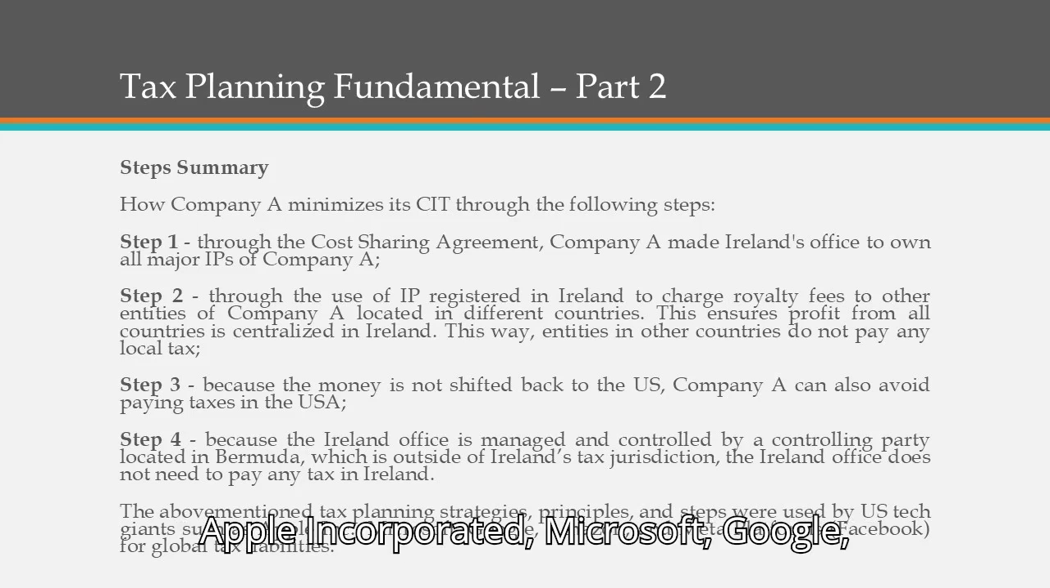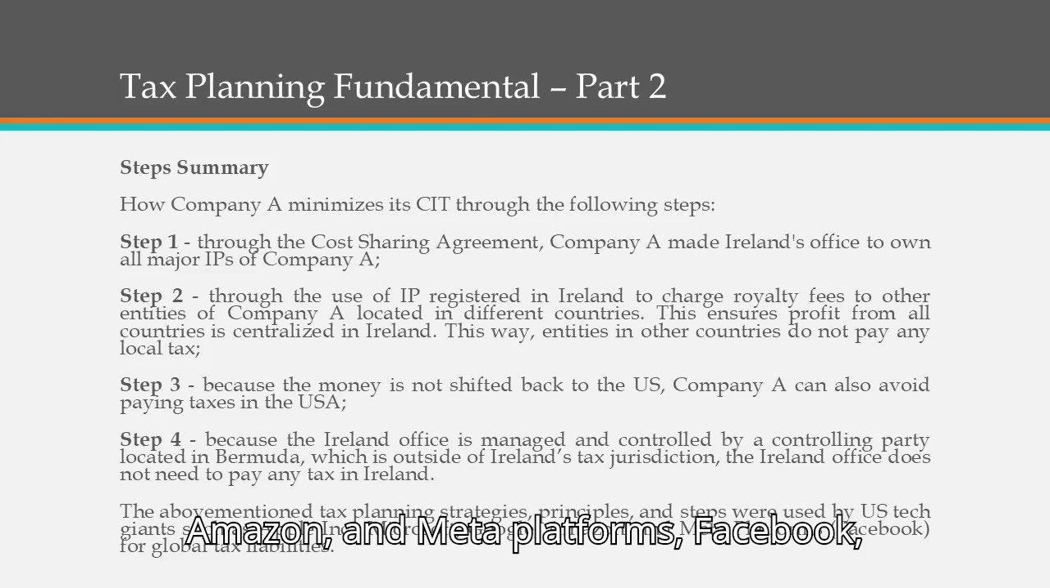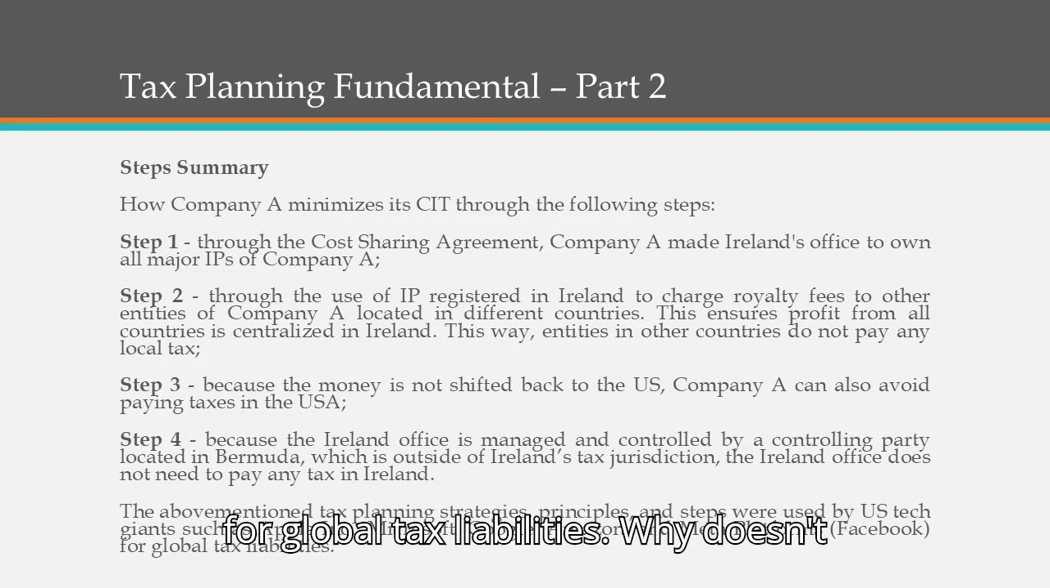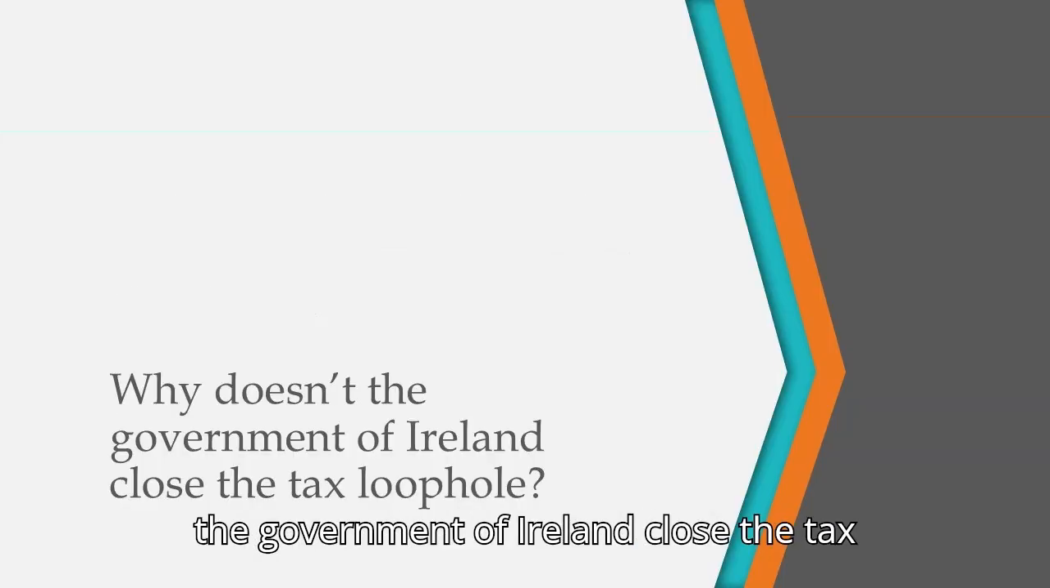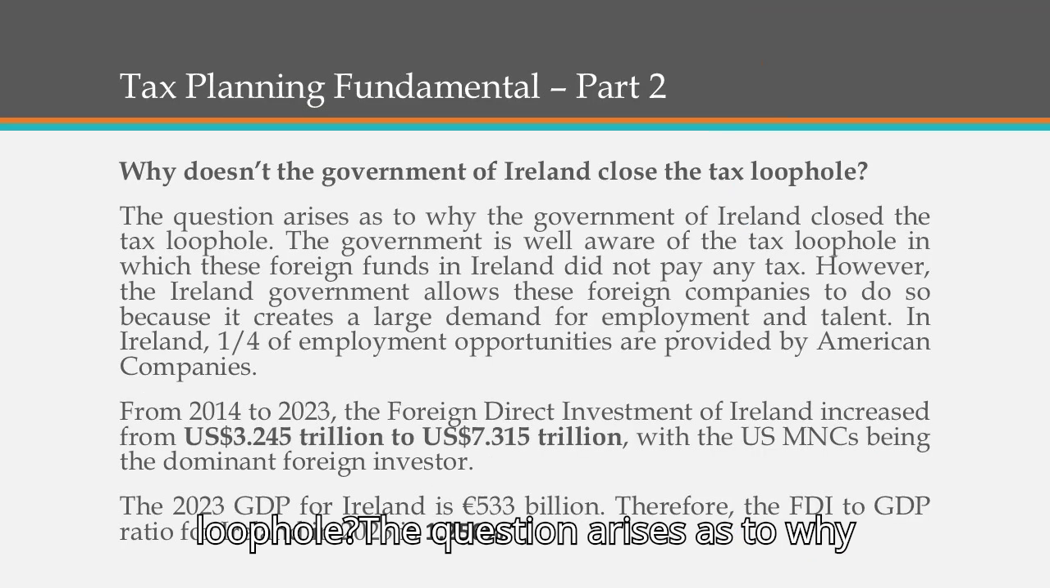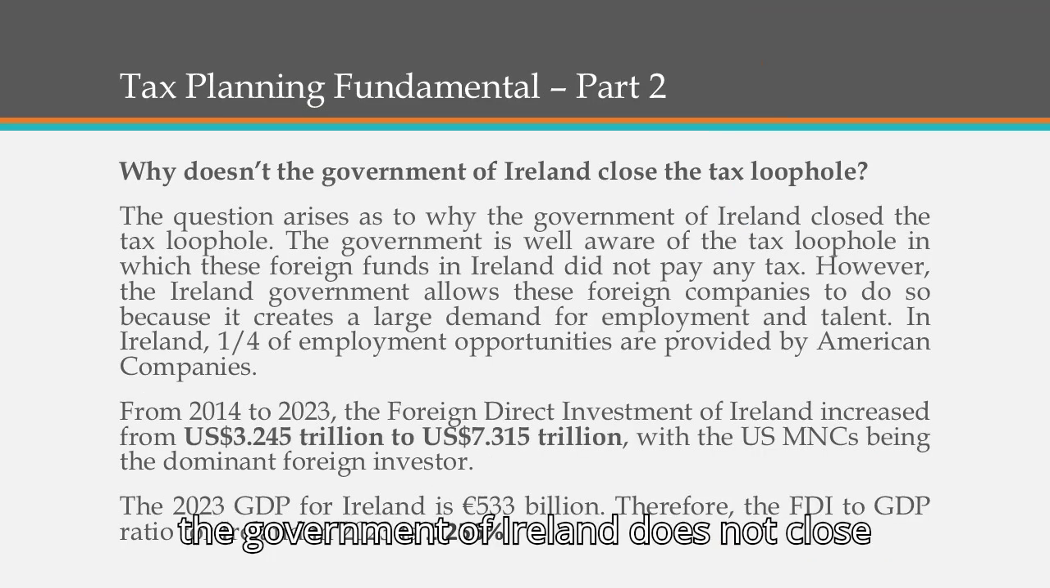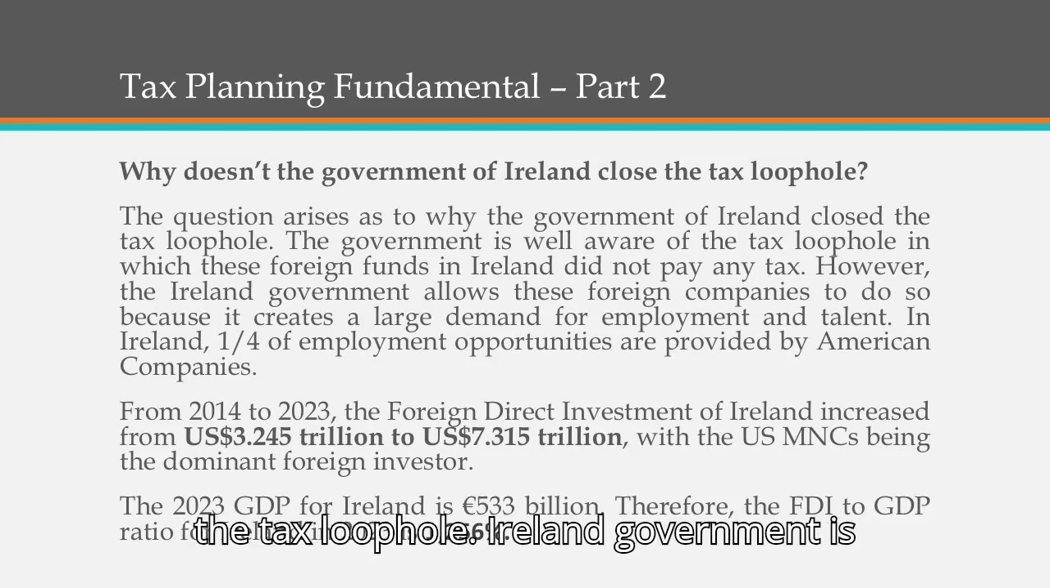Tech giants such as Apple Incorporated, Microsoft, Google, Amazon, and Meta Platforms, Facebook, for global tax liabilities. Why doesn't the government of Ireland close the tax loophole? The question arises as to why the government of Ireland does not close the tax loophole.